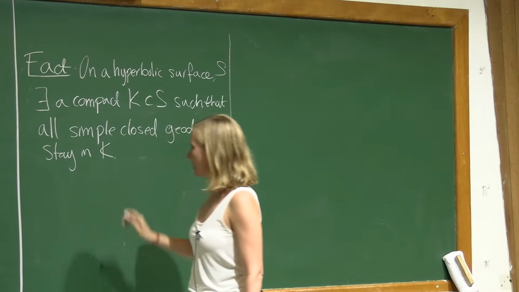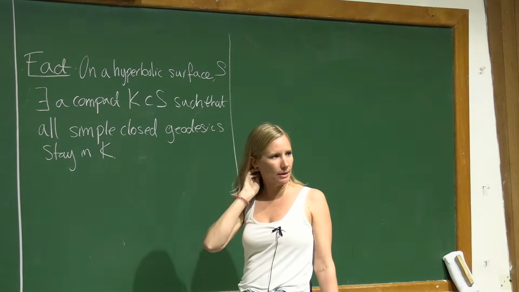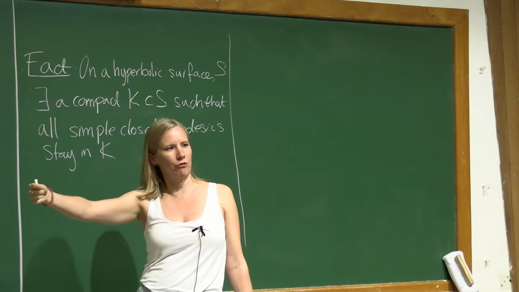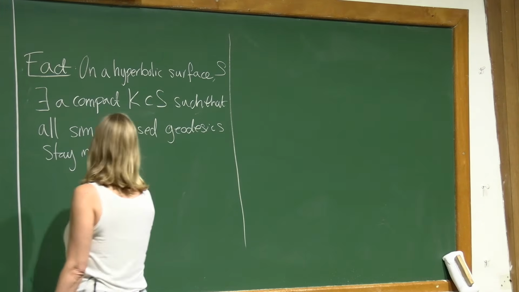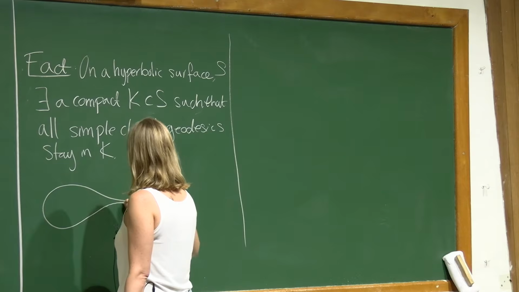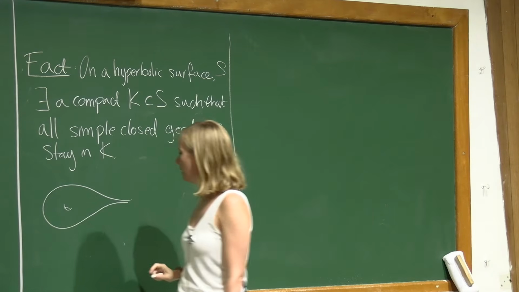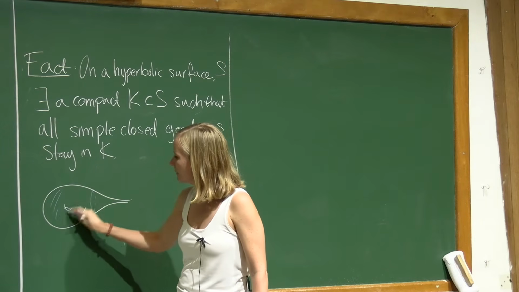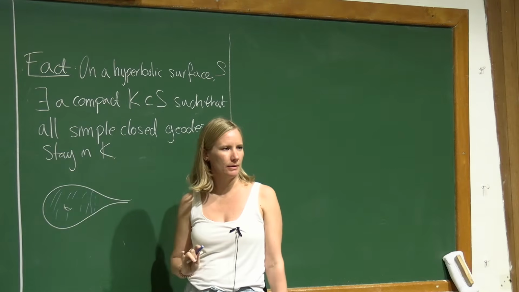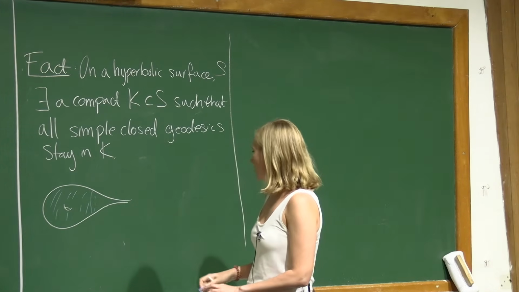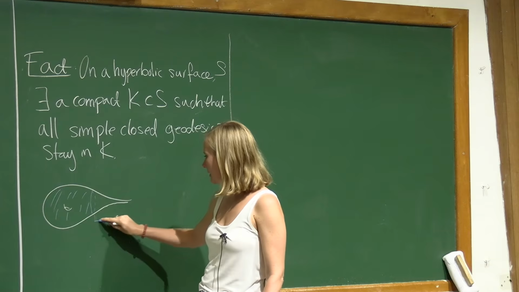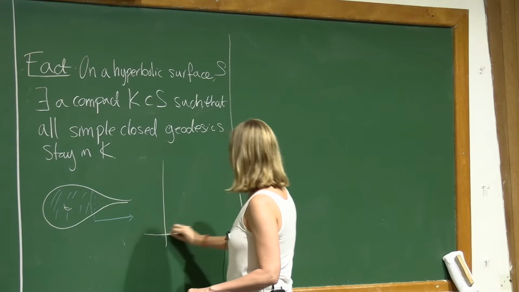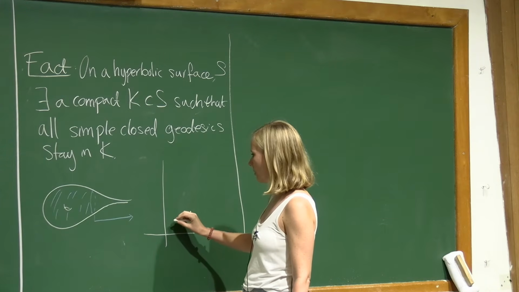So what I mean by this: if my surface is closed, this has nothing to say. This applies when you have cusps. I'm saying that a simple closed geodesic can't get very far into the cusp. So in the punctured torus, now I draw it more geometrically, we have this cusp. There is some compact subsurface, something like this, so that every simple closed geodesic lies in here. Okay, so why is this true? If I look at this part here, this is isometric to a horoball.